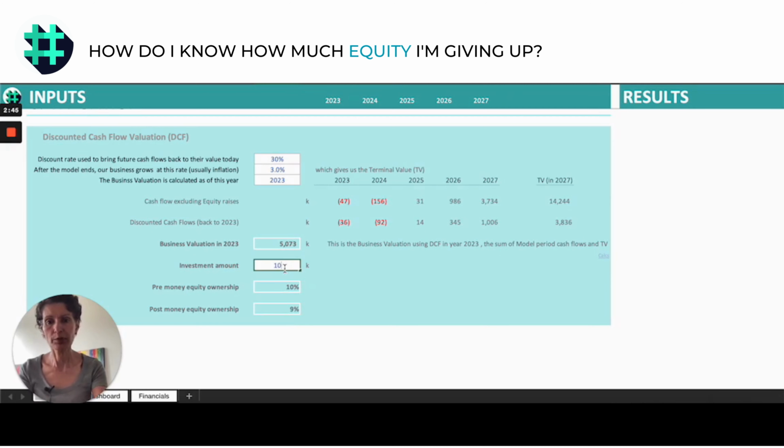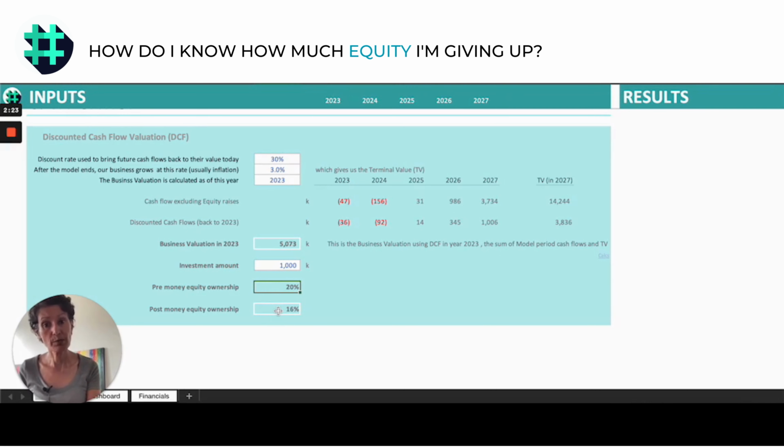It works exactly the same. Let's say, for example, you're raising $1 million instead of 500,000. Again, I'm going to put in 1,000 because these figures are all in K or thousands. And for the pre-money equity ownership that I would need to give up, I take 1 million and I divide it by 5. Math is really easy. 1 over 5 is 20%. So that's my pre-money equity ownership.